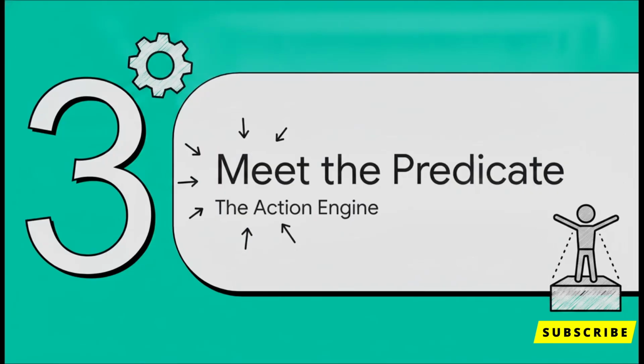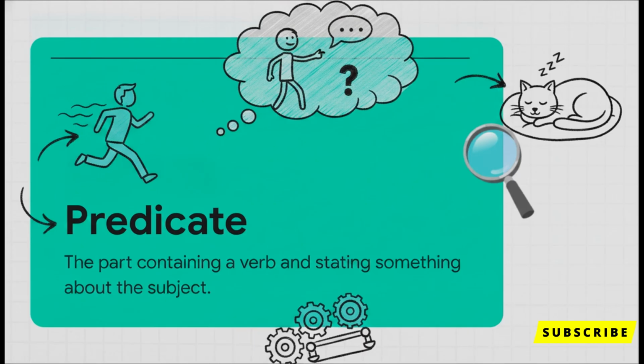All right, Section 3, meet the predicate, or as I like to call it, the action engine. Because a star actor just frozen on a stage isn't a very good play, right? They need to actually do something. So the official definition for the predicate goes like this. It's the part of a sentence or clause containing a verb and stating something about the subject. To break this down and make it super simple, whenever you're looking for the predicate, you literally just need to ask, what are they doing or what is happening to them? The predicate contains the action verb or the state of being that completes the story for our star subject.